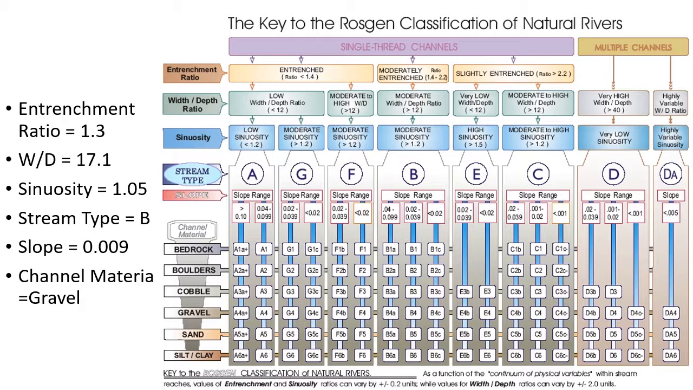So moving down even further into stream type, we get B. The slope range is the far right one, less than 0.02. So then we go down to the channel material, which was mainly gravel. So that would make it B4C.